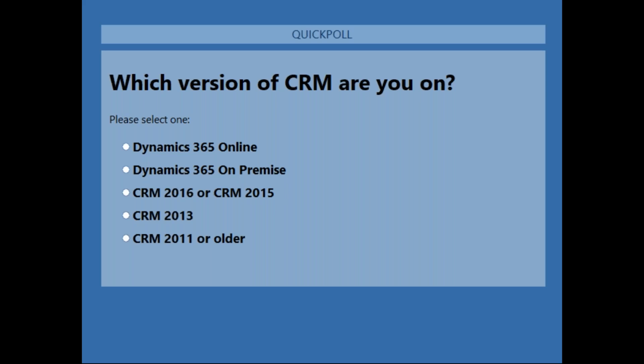And I'm only asking this to understand if I need to point out different features that may or may not be available to you. Most of the things we're going to talk about on this webinar are relevant to everybody who's on the 2013 platform or newer. However, if there are a few that are on the older ones, I'll just point out things that might not be available. All right, I'm going to close the poll. Looks like we have everybody on Dynamics 365 online today, which is fantastic. So you'll be able to access all the features. I know we're recording this webinar as well, so I will point out anything that may not be available to some of the older versions.